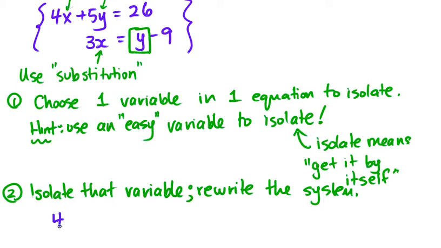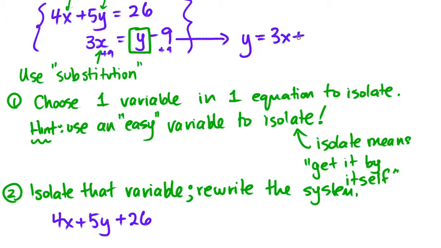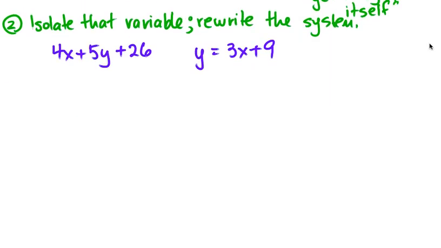When I take the first equation, I don't do anything with it because I'm not isolating any of its variables. But when I isolate for y and make y equal to, I add 9 to both sides, and I get y = 3x + 9. So there is my new system. Now I substitute that isolated variable into the other equation.